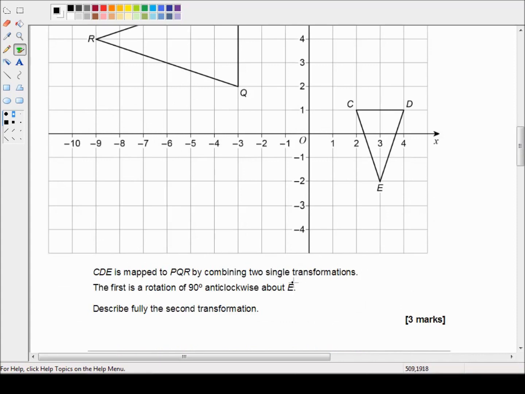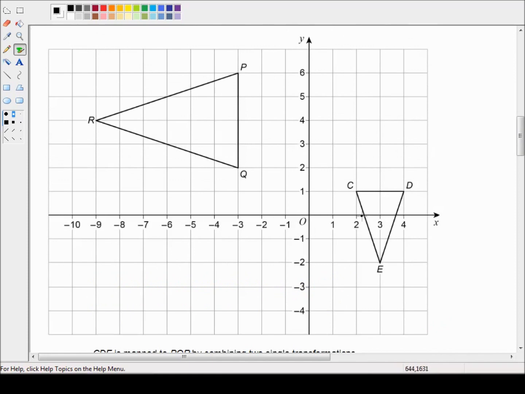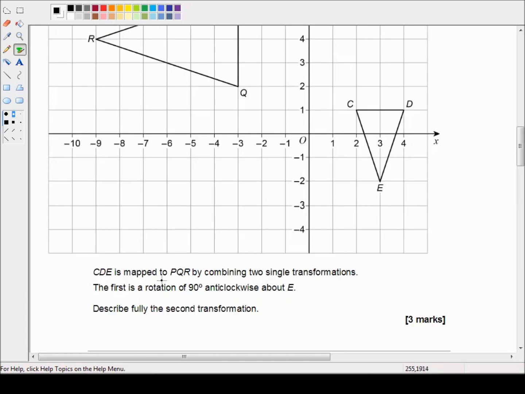Okay, so I can think of three transformations that would be necessary to get to PQR from CDE. One is a rotation, the other is an enlargement, and the other is a translation. But according to this, we only need two single transformations, and the first of which is a rotation of 90 degrees anticlockwise about E. So let's do that.